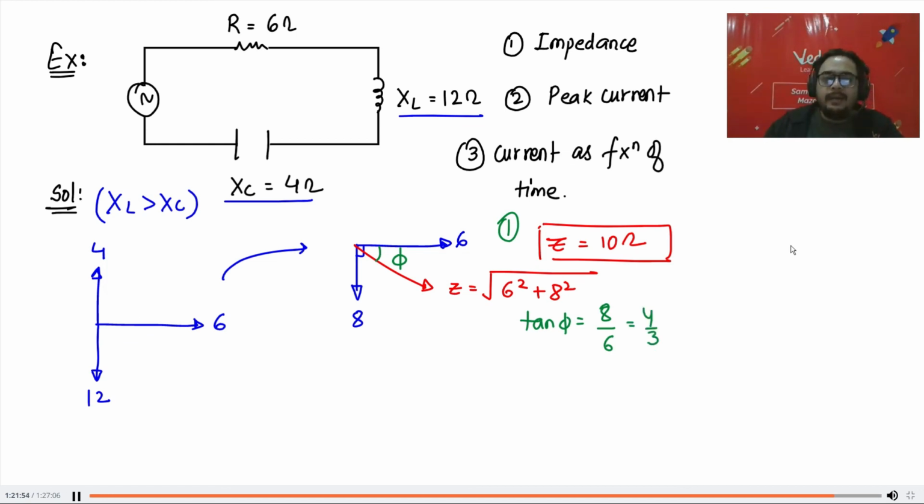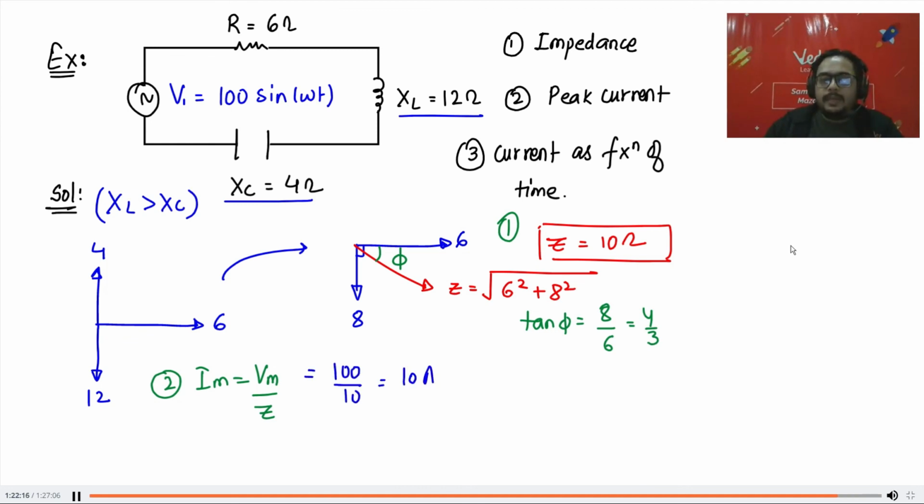Okay. Second part, peak current. So Im is Vm by Z. I have not even given Vm, so let me assume Vm. V is given like 100 sin omega t. So what will I write? 100 by Z is 10. So 10 ampere is the peak current.